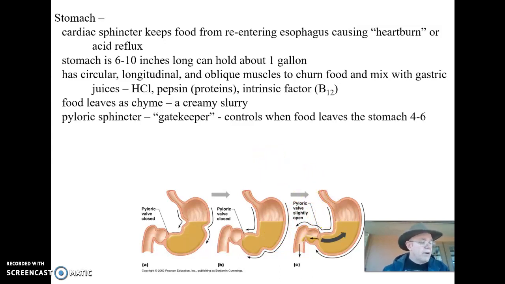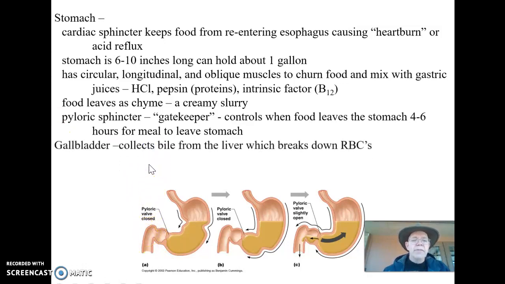For the record, most food spends about 4 to 6 hours in the stomach before it's actually allowed to leave. So it takes a little while, a very slow process. So this stores it and then lets a little bit go down into the duodenum to be digested at any given time. All right, now let's talk about the gallbladder, because as this goes into the small intestine, we're going to have a little bit to talk about that.